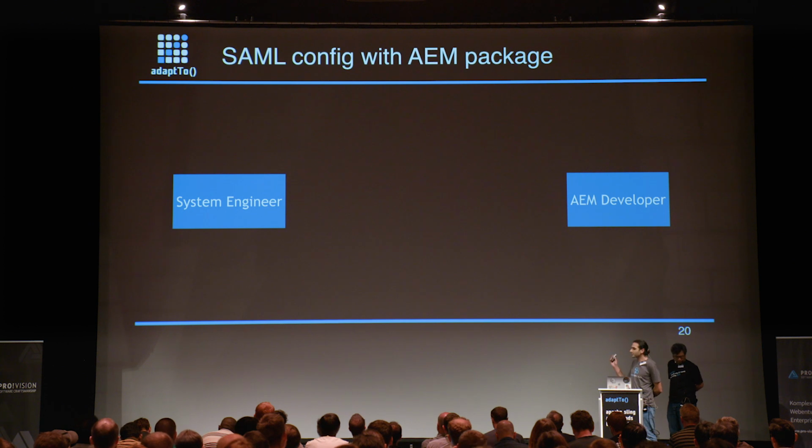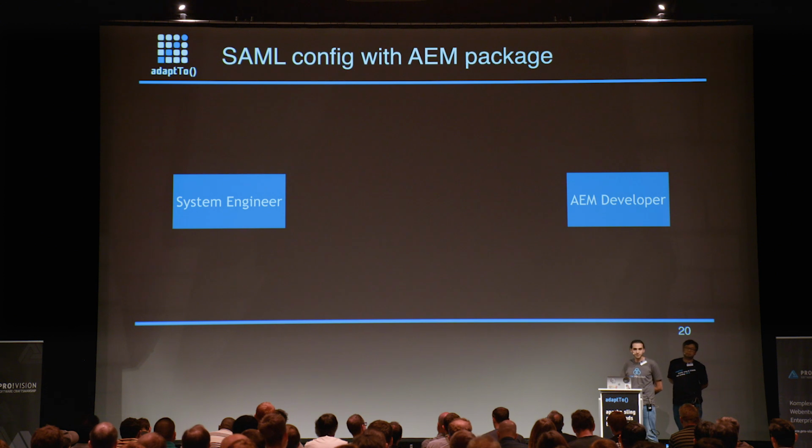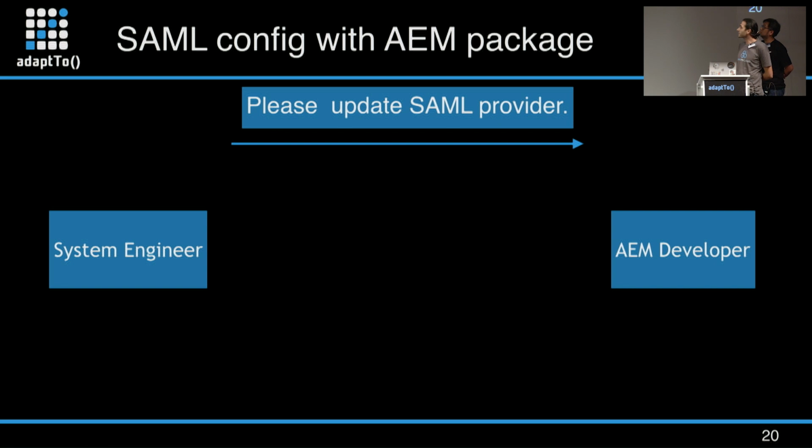We introduced Swagger AEM OSGI mainly to reduce the complexity of the communication flow across several teams and to solve some business problems. So this is an example of the communication flow between the system engineering team and the AEM developer team to create an AEM content package for configuring SAML on the AEM instance. So the communication flow is basically we have the system engineering telling the AEM developer, can you please create a new content package to update the SAML configuration?